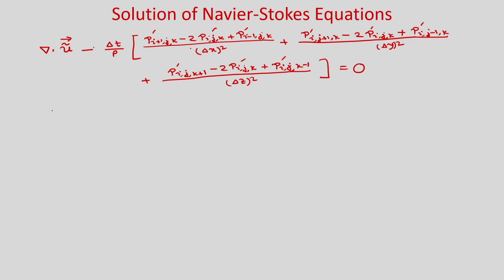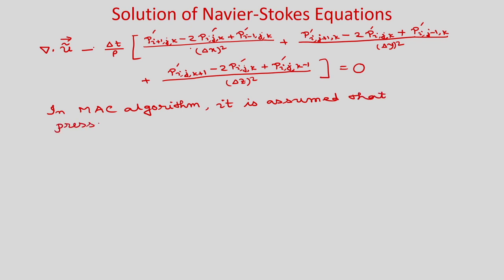So, in the MAC algorithm, it is assumed that the pressure correction in the neighboring cells are 0.